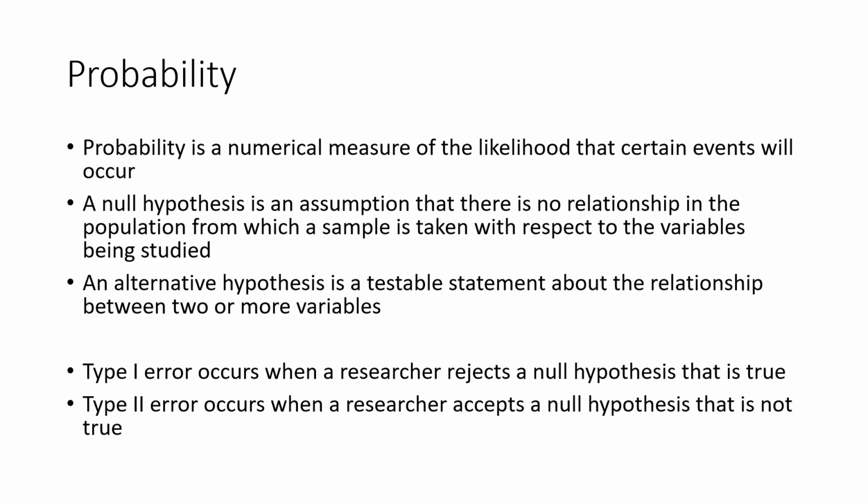A null hypothesis is an assumption that there is no relationship in the population from which a sample is taken with respect to the variables being studied. An alternative hypothesis is a testable statement about the relationship between 2 or more variables. A type 1 error occurs when a researcher rejects a null hypothesis that is true, and a type 2 error occurs when a researcher accepts a null hypothesis that is not true.